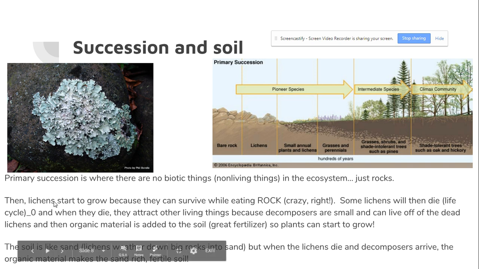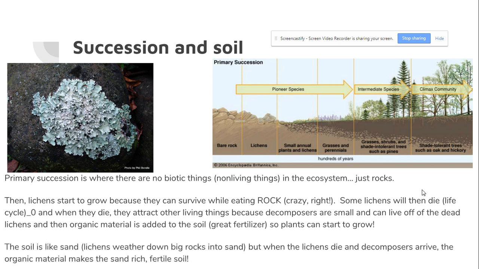Then lichens start to grow. This is a lichen. A lichen survives by eating rocks. I am not making that up. They survive by eating rocks. So these are the stage with the lichens in it. But lichens are living things, so they don't live forever, and they will eventually die.